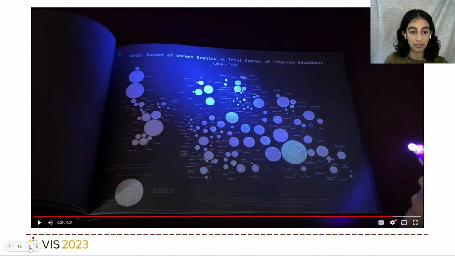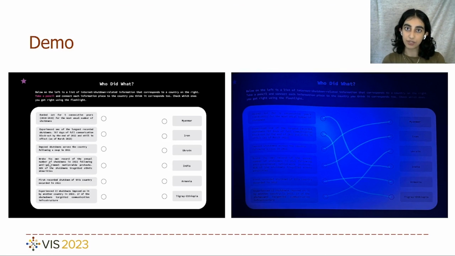Right. And we use this for other purposes as well. For instance, we had this activity where we gave the viewer descriptions of different countries in regards to internet shutdowns and asked them if they could match the country to the corresponding description. And once they did, they could then use the UV flashlight to check their answers, like you can see in the picture on the right.